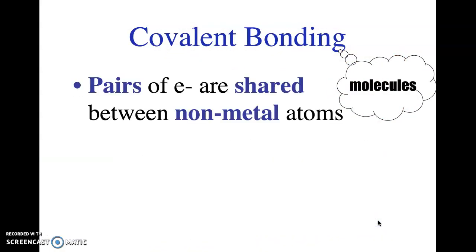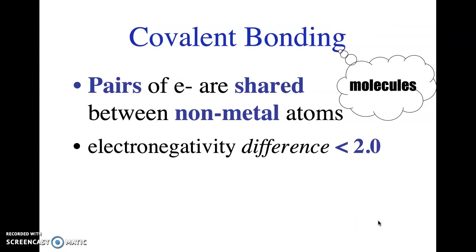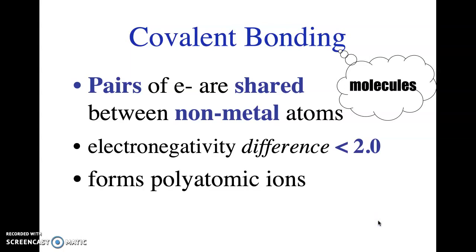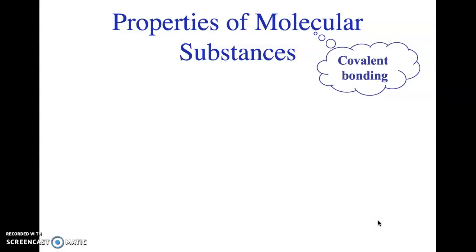Okay, covalent bonding. Notice they're not compounds, they're molecules. They have pairs of electrons that get shared. Remember, covalent means to share valence electrons. They have an electronegativity difference greater than 2, and they're going to form polyatomic ions. We'll talk more about that at a later date.